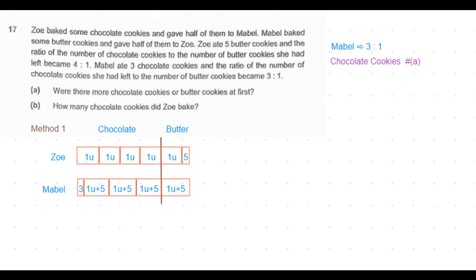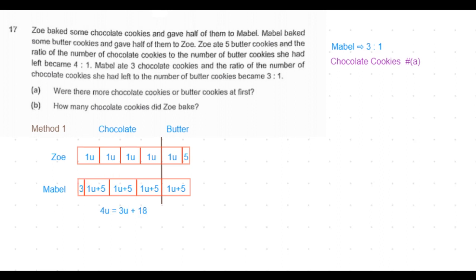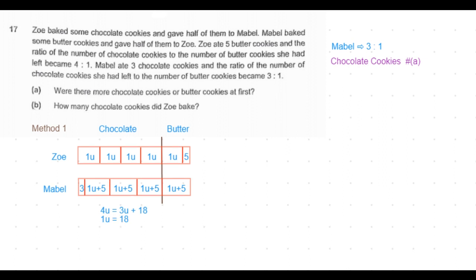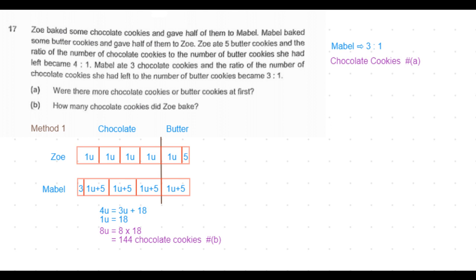Now the number of chocolate cookies Zoe had at first is 4 units, and the number of chocolate cookies Mabel had at first is 3 units plus 15 plus 3, which is 3 units plus 18. From there we get the value of 1 unit to be equal to 18. The number of chocolate cookies baked by Zoe, what she has now is 4 units, and what she gave Mabel is another 4 units. So that's a total of 8 units, which is equal to 8 times 18, equal to 144 chocolate cookies. That answers part B of the question.